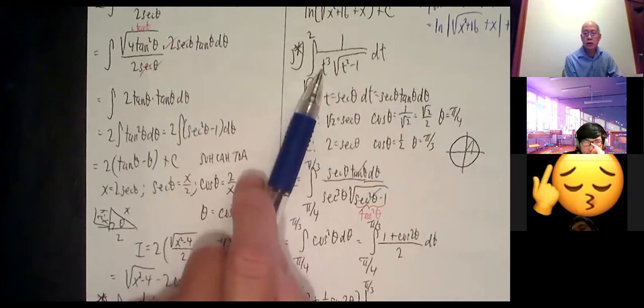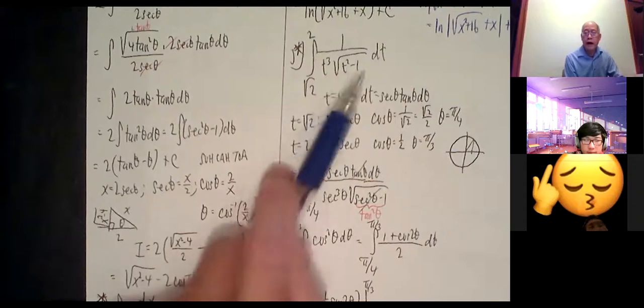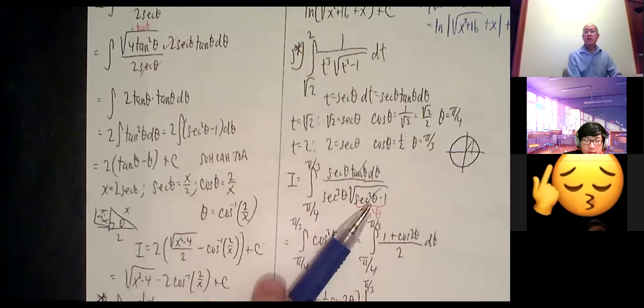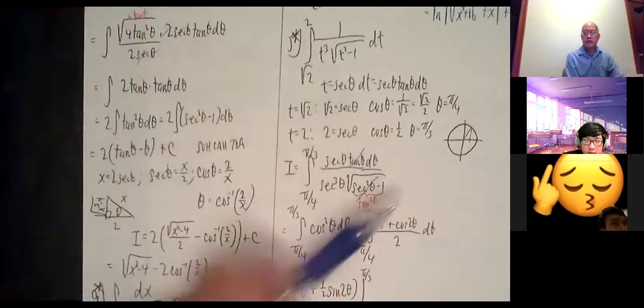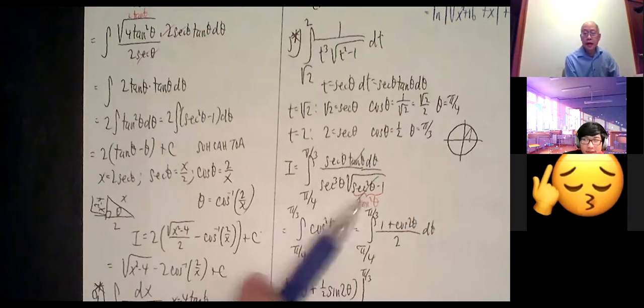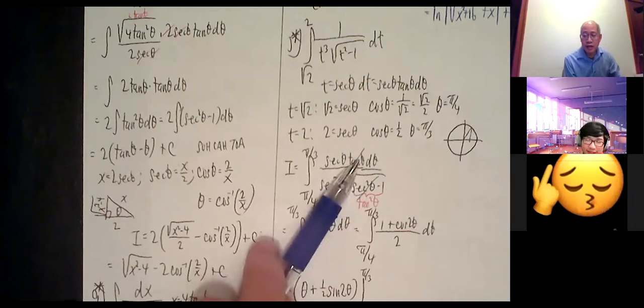T cubed. T cubed is secant cubed. Radical t squared minus 1, secant squared minus 1. What is secant squared minus 1? Tangent squared. What is the square root of tangent squared? Tangent. Okay, and it's perfect. Notice the bottom now has tangent. It cancels out that tangent.